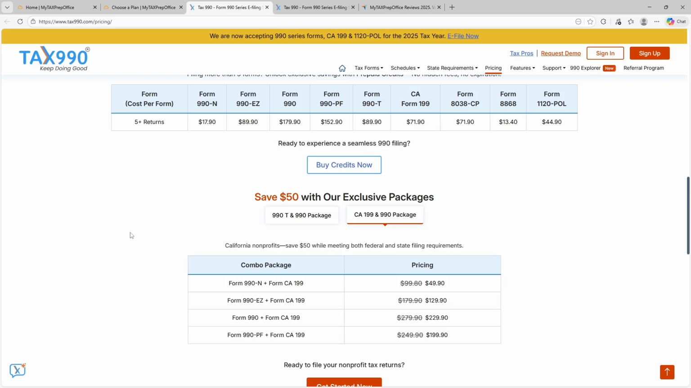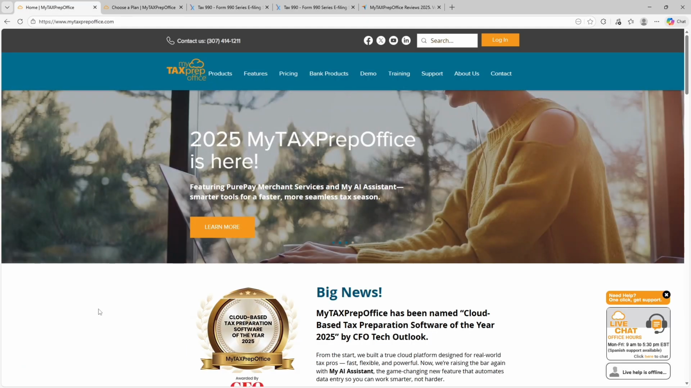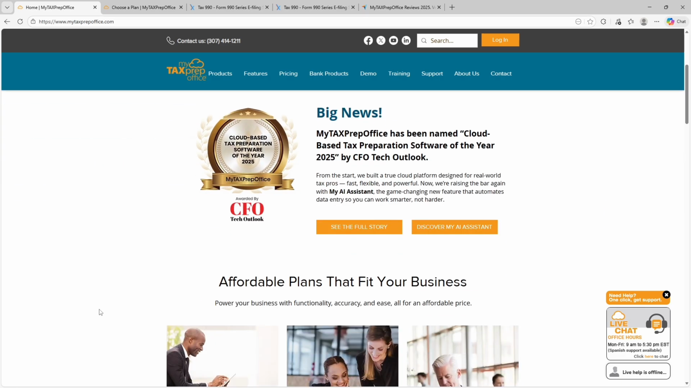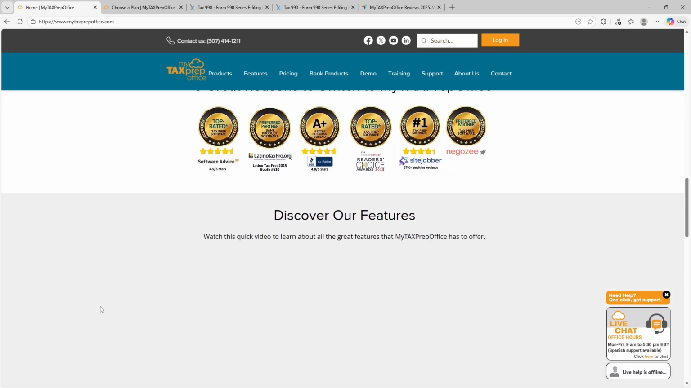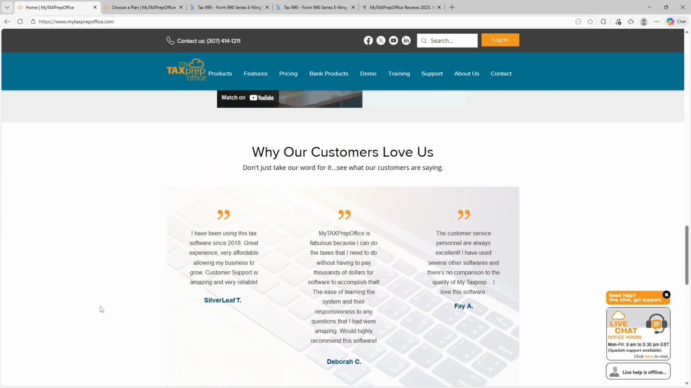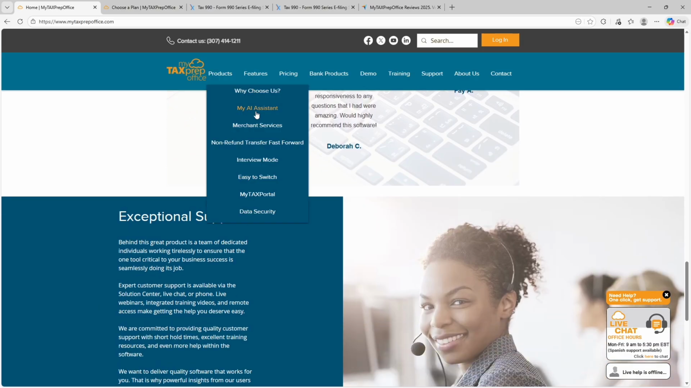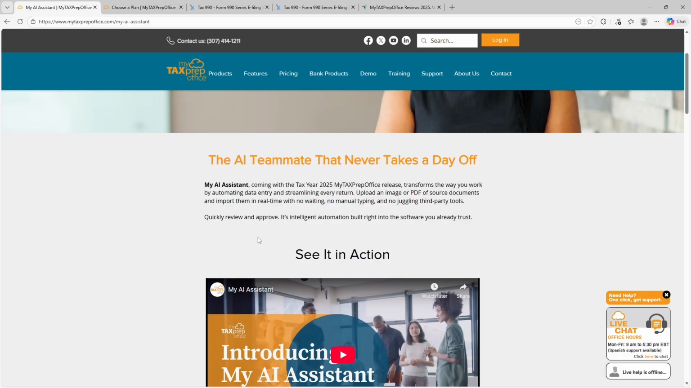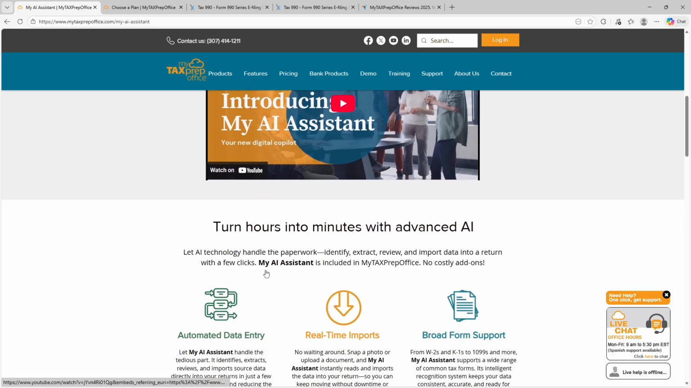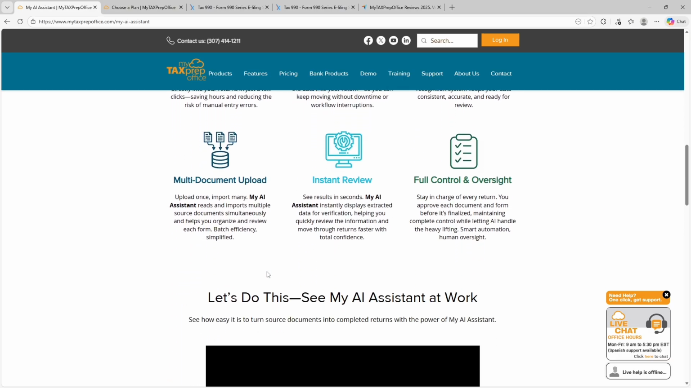Moving into features, MyTaxPrepOffice is built as a full professional tax preparation ecosystem. It supports individual and business returns, including Forms 1040, 1065, 1120, 1120S, 990, 706, 709, and specialty returns depending on plan level. The platform includes unlimited federal and state e-filing, integrated bank products, client portals, remote signature tools, after-the-fact payroll, multi-office management, and prior year return access.